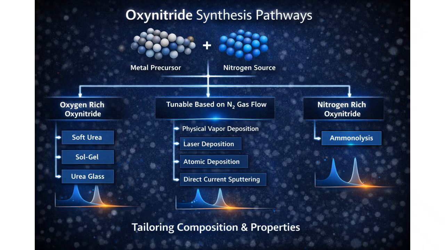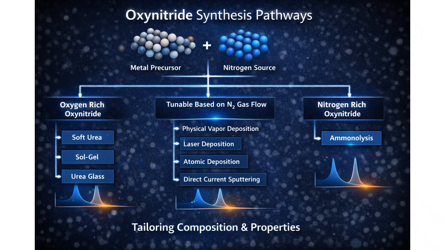In soft urea and salt gel routes, nitrogen incorporation is limited, so the product remains oxygen rich. By adjusting nitrogen gas flow, the oxygen to nitrogen ratio becomes tunable, especially in controlled thin film synthesis. Techniques like sputtering, laser deposition, and ALD offer precision, but phase purity and scalability remain major challenges.